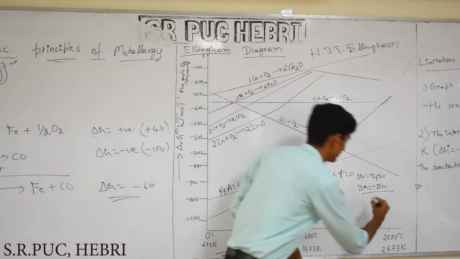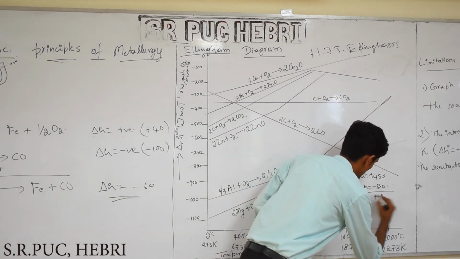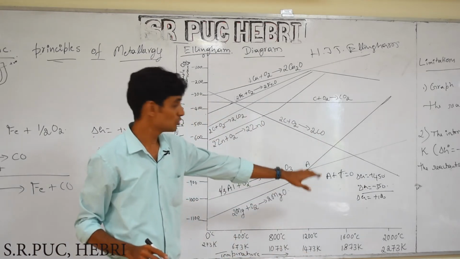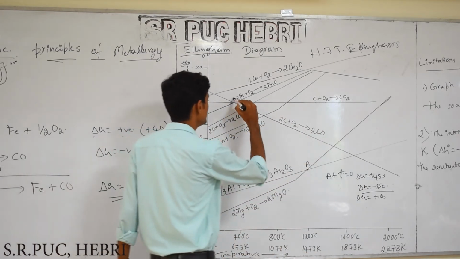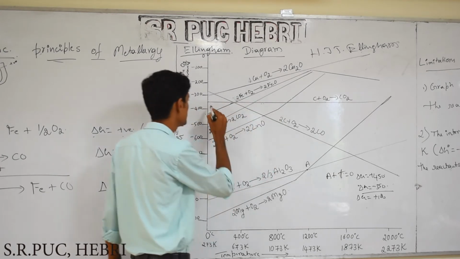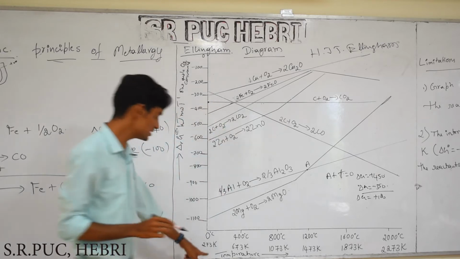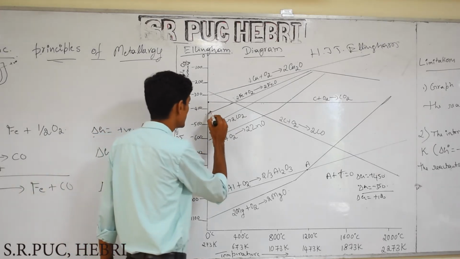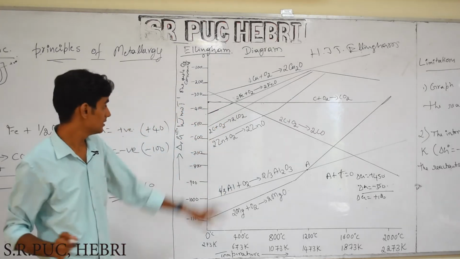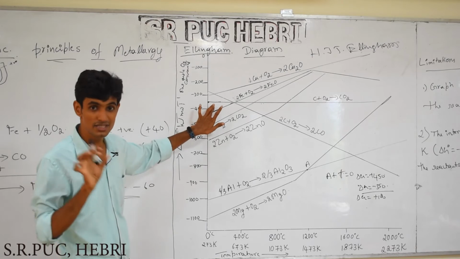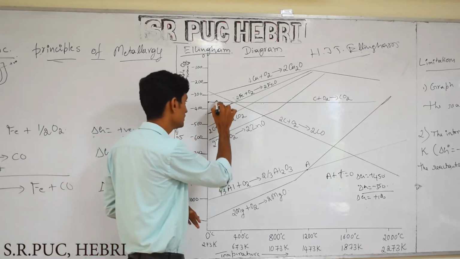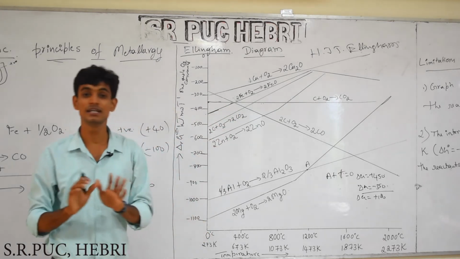What is the answer? You will get plus 100 only. So still the delta G value is positive. So if you combine this and this reaction at 0 degree Celsius or at 273 Kelvin, these two reactions, this one and this one, at 0 degree Celsius, still the delta G value is positive. That means even if you couple these two reactions at 0 degree Celsius, it is not possible.